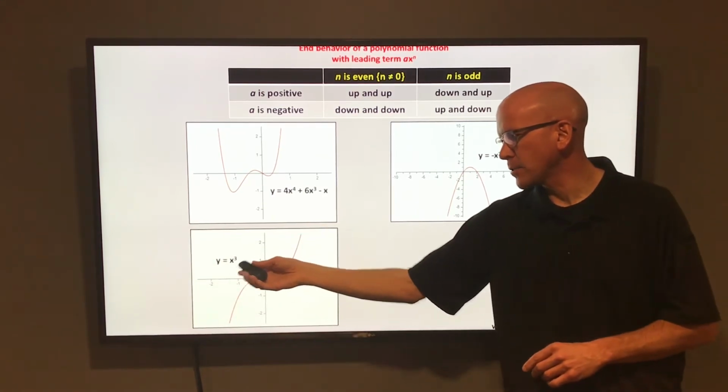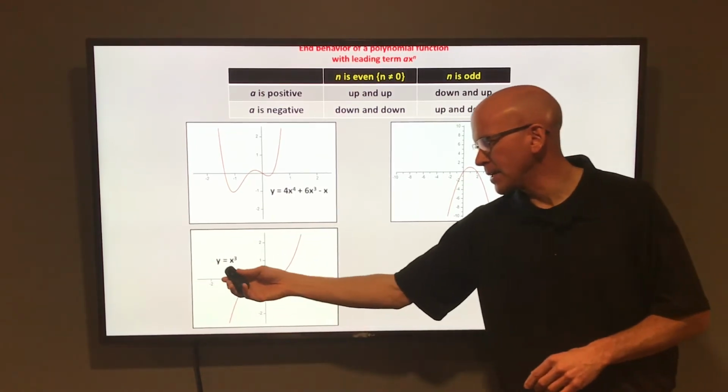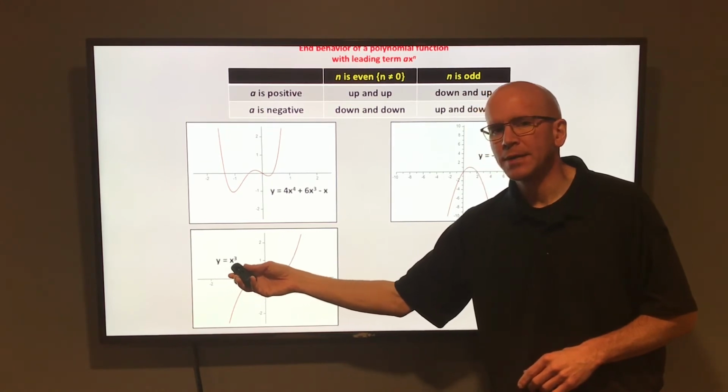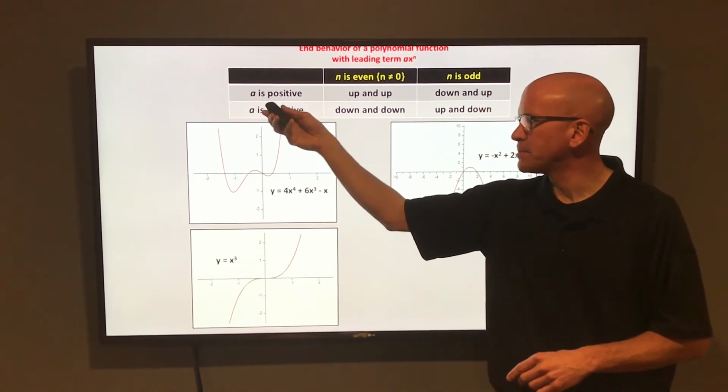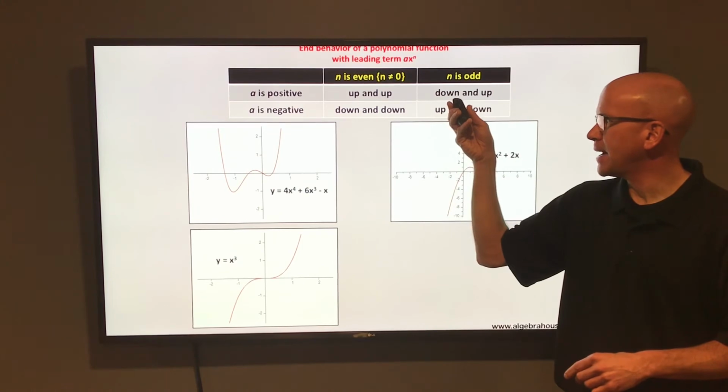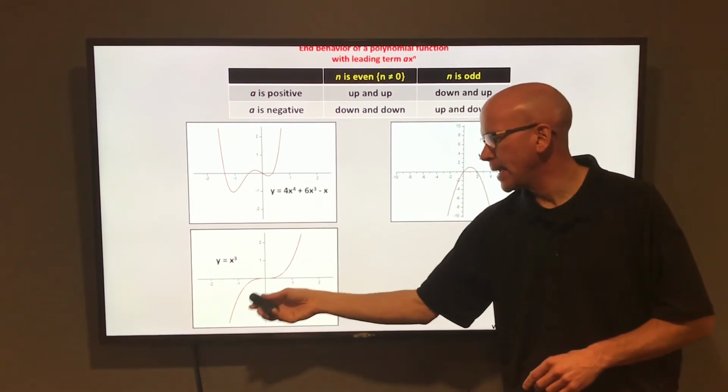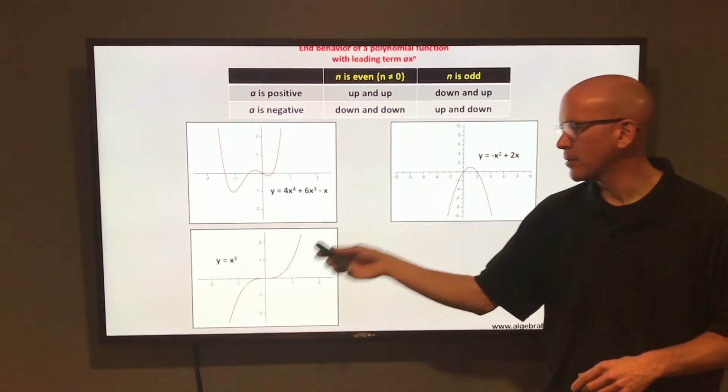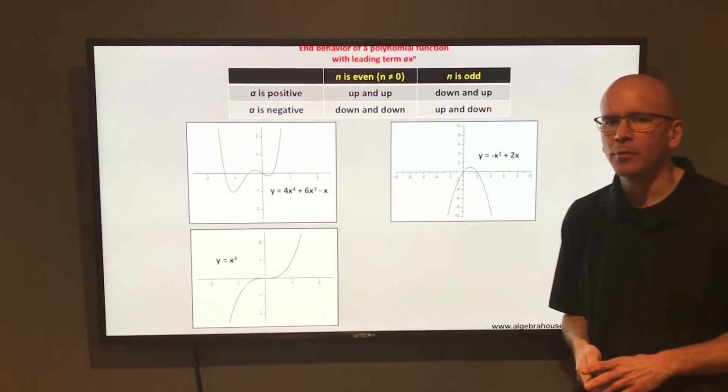For y equals x to the third, the leading coefficient is positive, the degree is odd. So if the leading coefficient is positive and the degree is odd, it should be down on the left and up on the right, which it is. Down on the left side and up on the right side.